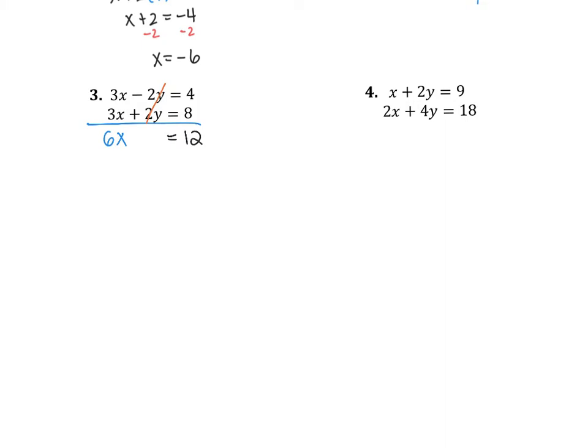Okay, let me solve this. X is 2, and then I'm going to go ahead and plug that back in so I can get the y value. Either equation's fine. I'll use the second equation just because some of you prefer to avoid negative numbers. So 3x plus 2y equals 8. 3 times 2 is 6. Positive 6 minus 6.